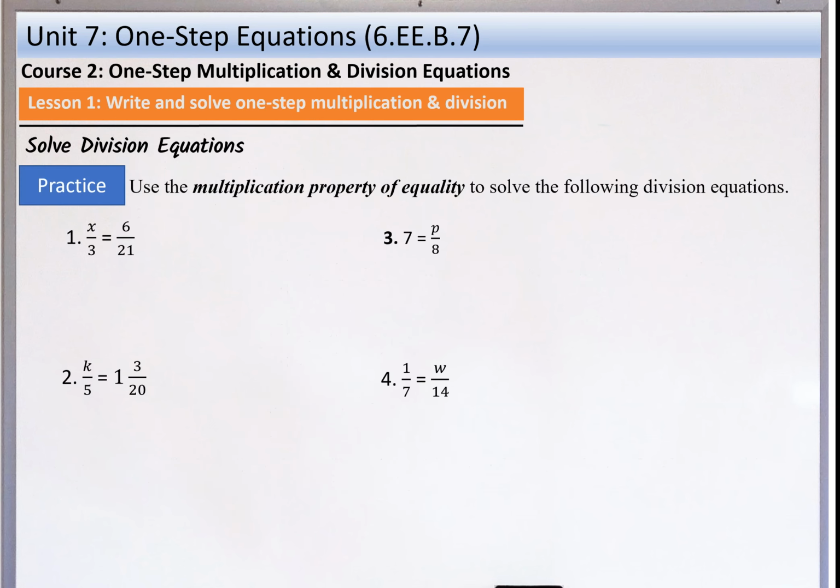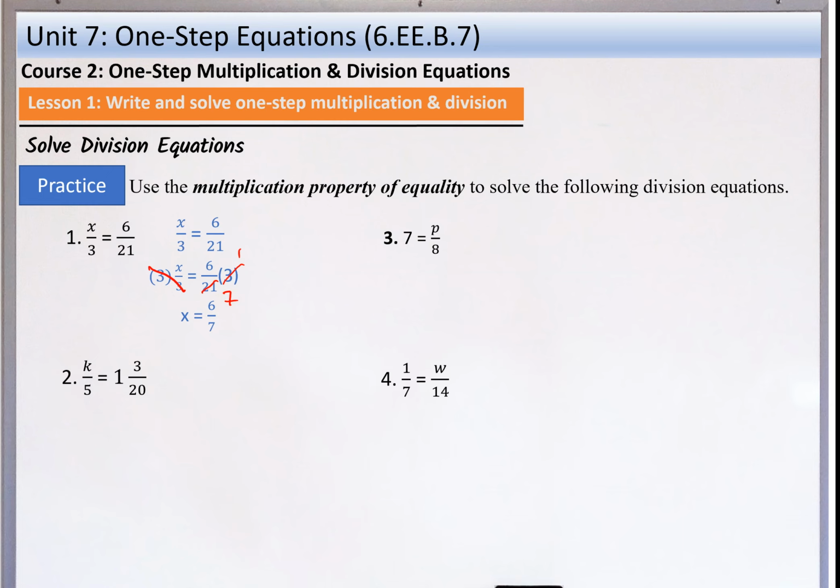All right, let's do a few problems. We have some number x divided by 3 equals 6/21. So since we're dividing x by 3, we need to multiply both sides by 3, not both sides by 21. We need to multiply both sides by 3. 3 divided by 3 cancels out. All I have is 1x, which is what I want. And I can simplify this side. 3 divided by 3 is 1. 21 divided by 3 is 7. So I'm left with x equals 6/7.